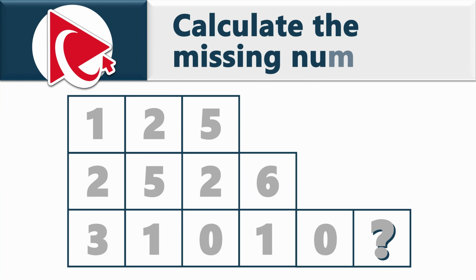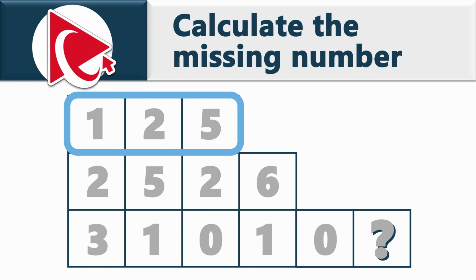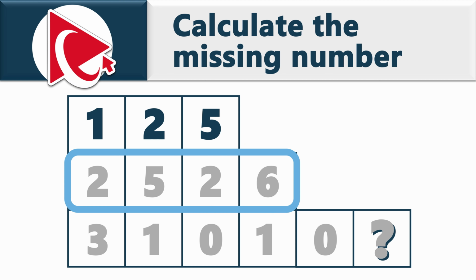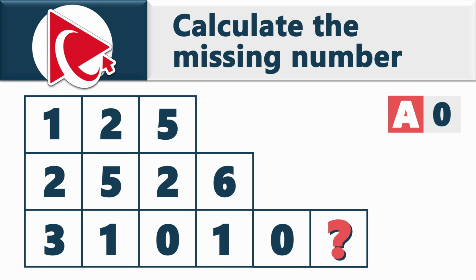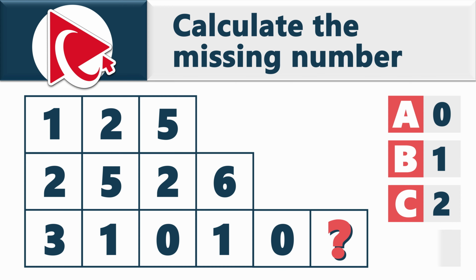You're presented with the shape, which I'm not sure how to call. Let's call it half pyramid. In the first row of this pyramid are numbers 1, 2, and 5. In the second row, the numbers are 2, 5, 2, and 6. And then in the third row, the numbers are 3, 1, 0, 1, 0, and then comes the missing number, which you need to calculate and select out of 4 possible choices. Choice A, 0, choice B, 1, choice C, 2, and last but not least, choice D, 3.